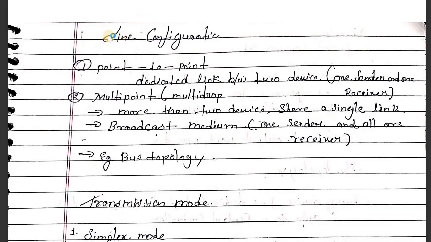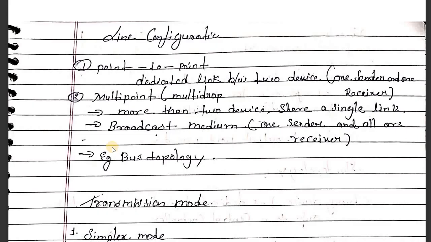Here, the first topic in computer network is line configuration. There are two types of line configuration: point to point and multi-point. In point to point, there is one sender and one receiver only. This sender and receiver are connected to a single link.